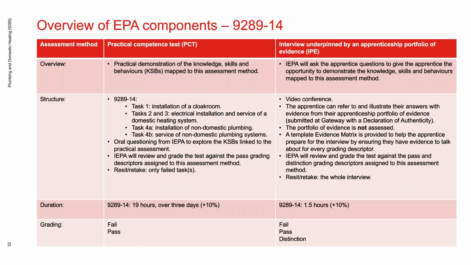As I mentioned briefly before, the professional interview. This will be carried out over a video conference, again using the apprentice's portfolio, but there will be additional questions. There'll be a minimum of 10 questions around the core, with a minimum of 5 additional questions around the non-domestic plumbing. So this gives a duration of 1.5 hours. Again, sorry, this is with a pass, fail, or distinction grading.